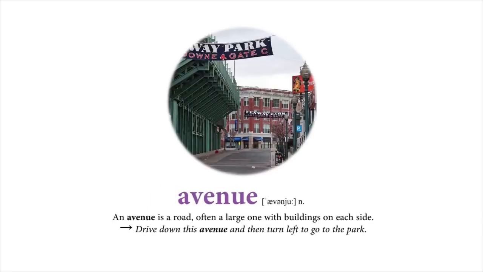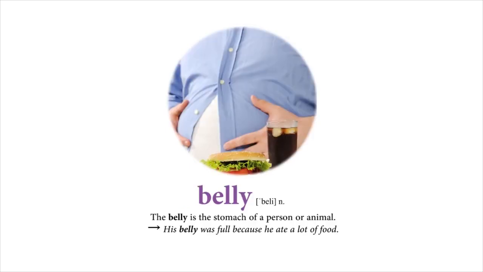Avenue. An avenue is a road, often a large one with buildings on each side. Drive down this avenue and then turn left to go to the park. Belly. The belly is the stomach of a person or animal. His belly was full because he ate a lot of food.